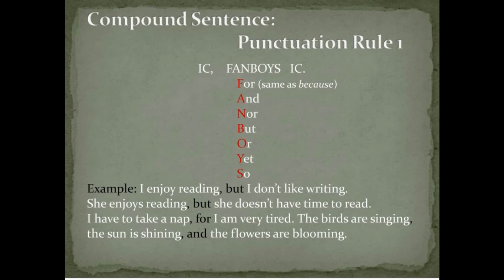For example, I enjoy reading, but I don't like writing. We have two independent clauses, I enjoy and I do not like. We connected two ICs with a comma and Fanboys but. She enjoys reading, but she doesn't have time to read. Two ICs are connected with a comma and Fanboys but.